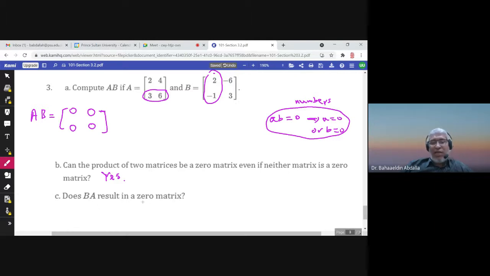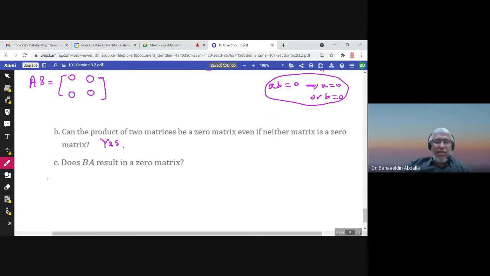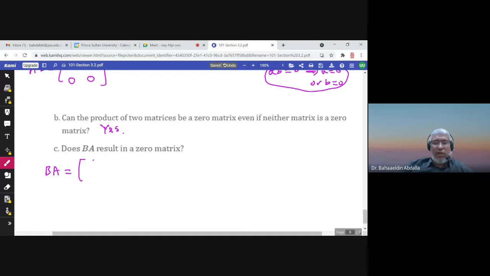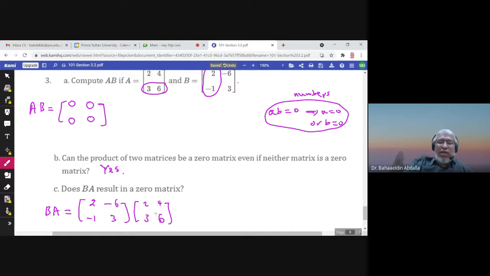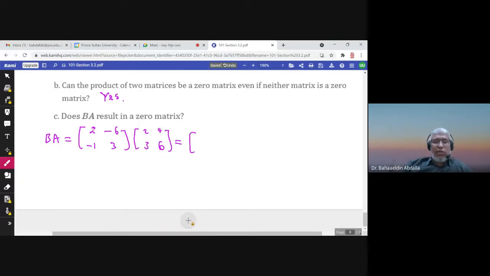Does BA result in a 0 matrix? Let us check. Let us find BA. So B is the matrix 2, negative 6, negative 1, 3. And A is 2, 4, 3, 6. Let us multiply these two and see the result. 2 times 2, 4, minus 18, negative 14. So it's not the 0 matrix. The answer is no, because this number is not 0. 2 times 4 is 8, minus 12, that's negative 4. Negative 2 plus 9 is 7. Negative 4 plus 18 is 14. So this is not the 0 matrix.